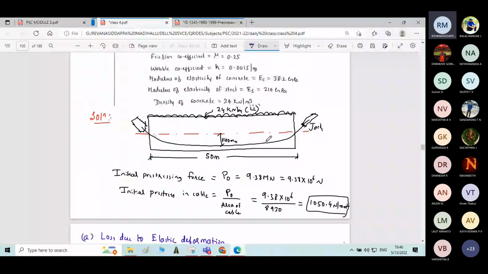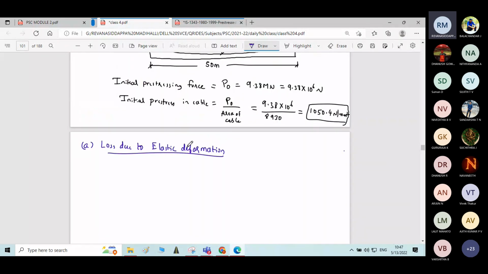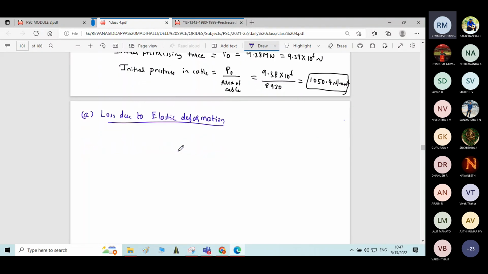Of course, it will be stretched simultaneously only. If there are n number of cables which are stretched one by one, then there will be loss due to elastic deformation. Otherwise, there will not be any loss due to elastic deformation, in a post-tension member, unless and until the cables are pulled one by one.